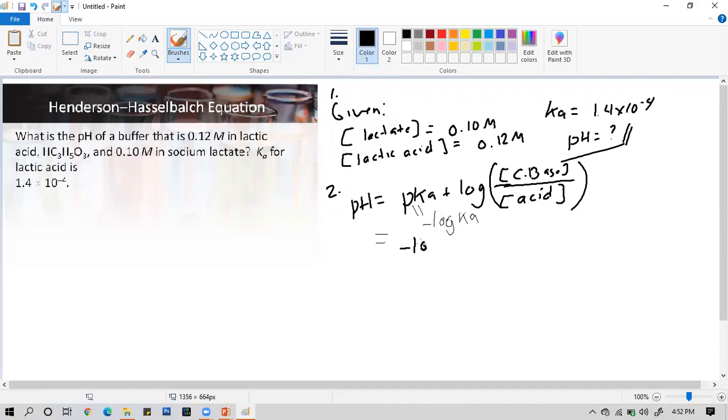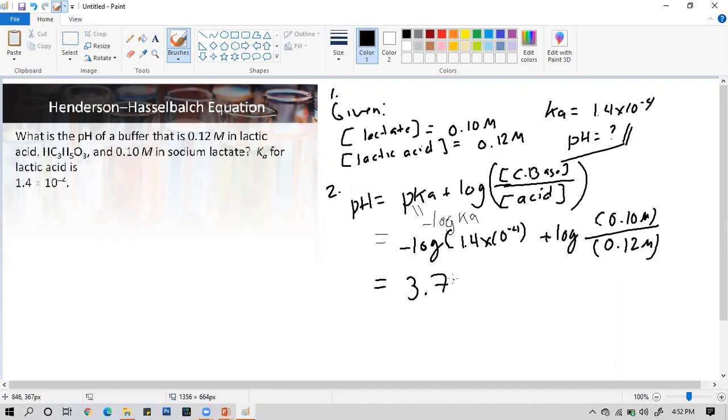Now, substituting negative log Ka, which is 1.4 times 10 raised to negative 4, plus logarithm of the concentration of the conjugate base, which is 0.10 molar, over 0.12 molar, using your calculator, syempre. Okay. Ida-direct calculation ko na lang siya, guys, since kayang-kaya na naman. Direct calculation na tayo. And voila! Meron na tayong sagot, which is 3.77.